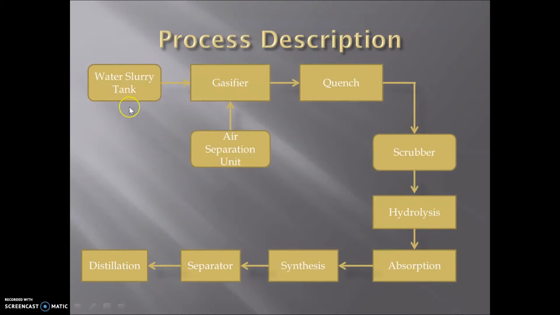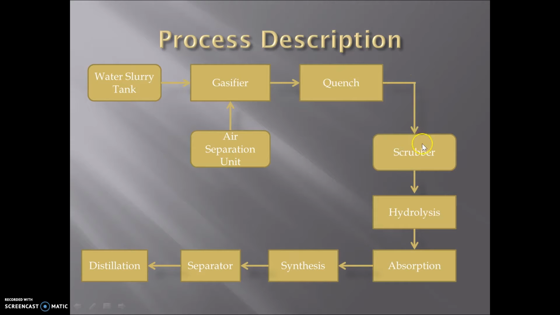The process description: the coal is fed to the water slurry tank, where it mixes with water and then moves to the gasifier. The air separation unit separates the air and produces O2, which is fed to the gasifier, and the coal burns in complete combustion, producing a lot of CO. Next, the water quench separates the slag produced in the gasifier from the syngas.